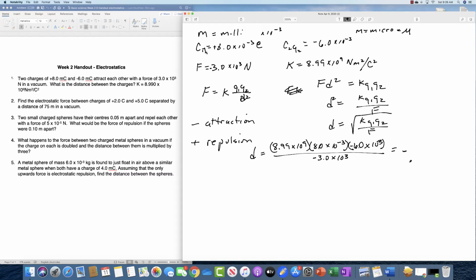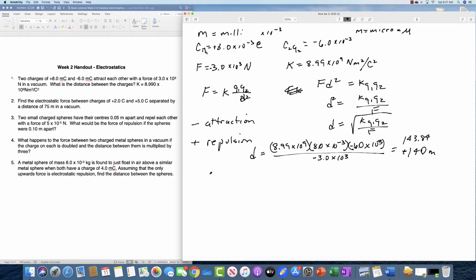And so if we do the math here, we get 140 to two significant figures, 140 meters. The actual number in the calculator is 143.84, but since all of these are two significant figures, to two significant figures, it's 140 meters apart.